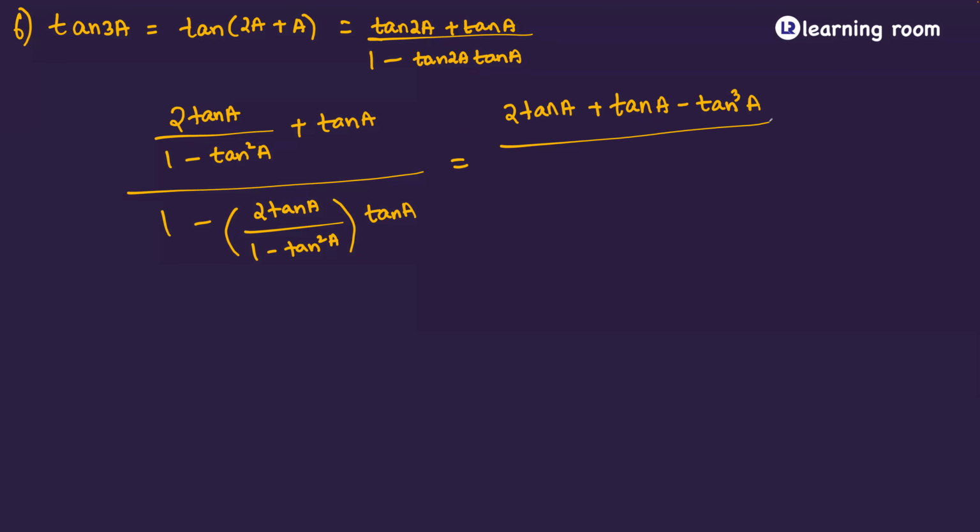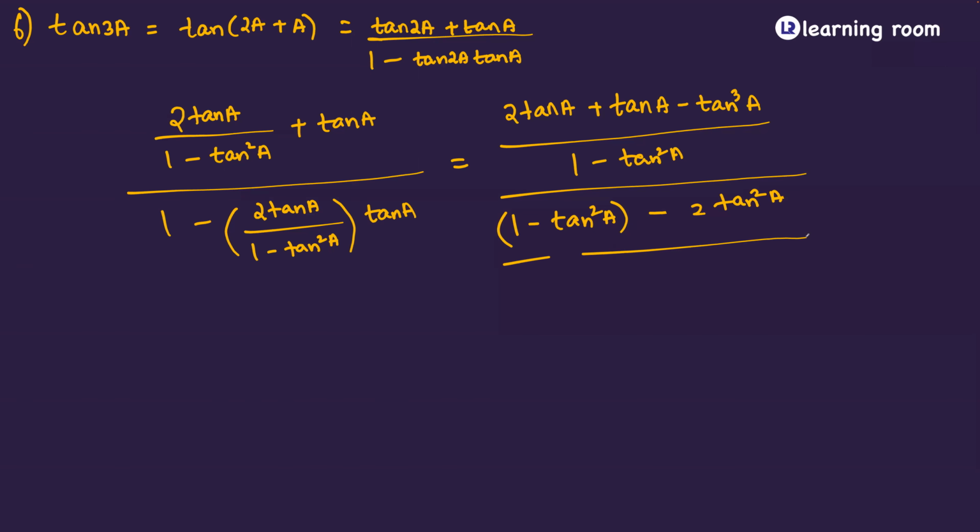The whole divided by 1 minus tan square a. If you observe, 1 minus tan square a is getting multiplied with 1. So you will write it as it is, 1 minus tan square a minus 2 tan a into tan a minus 2 tan square a, the whole divided by 1 minus tan square a. So 1 minus tan square a and 1 minus tan square a are gone.